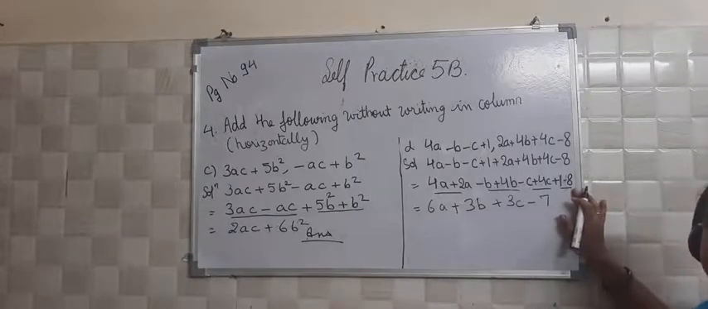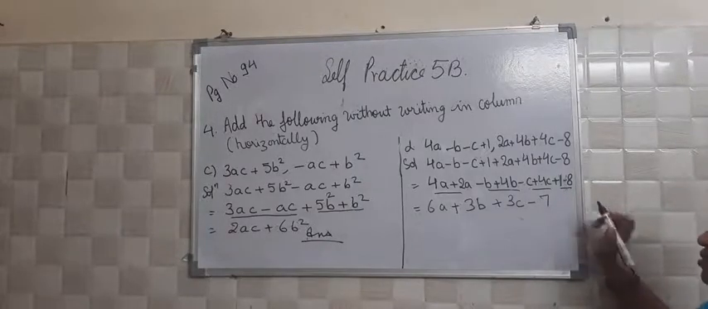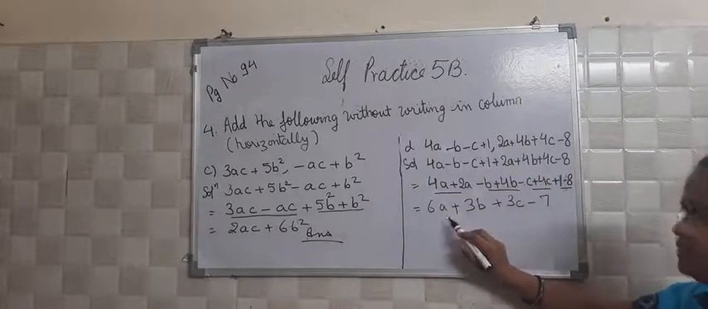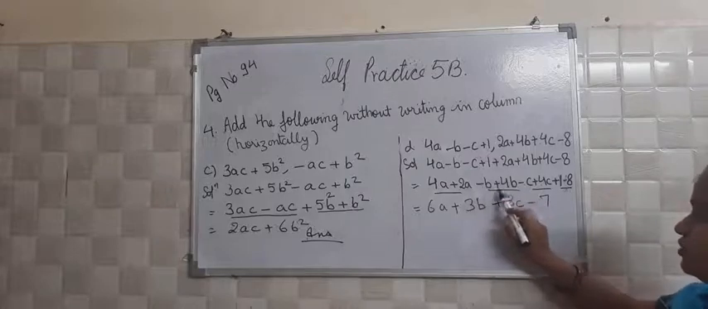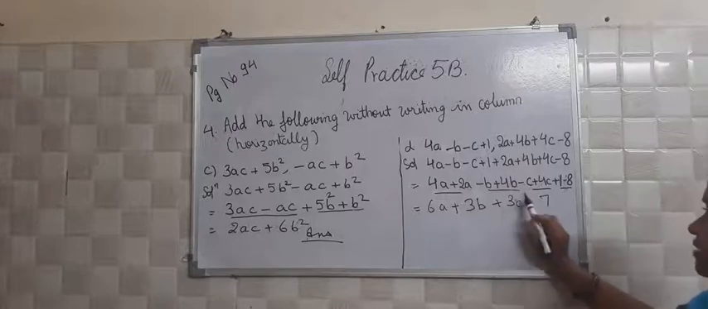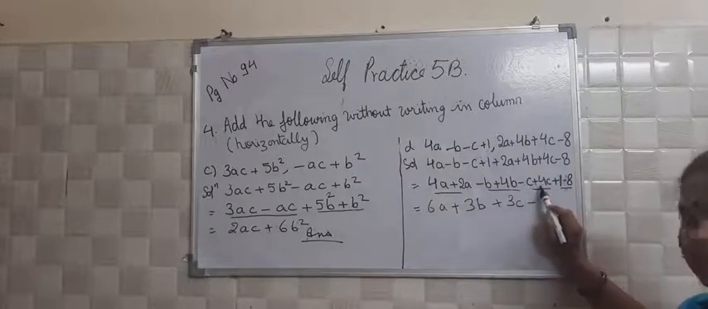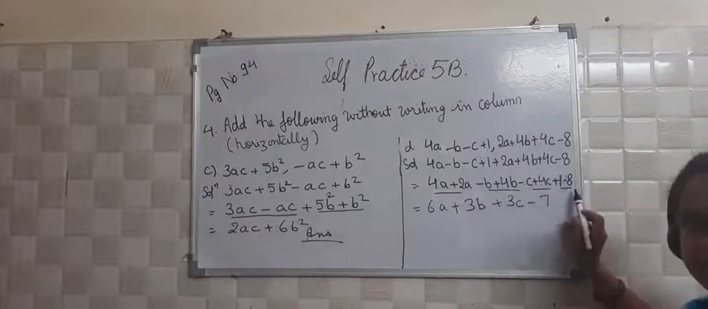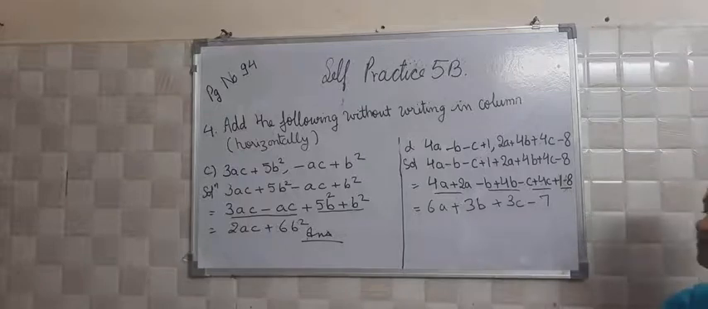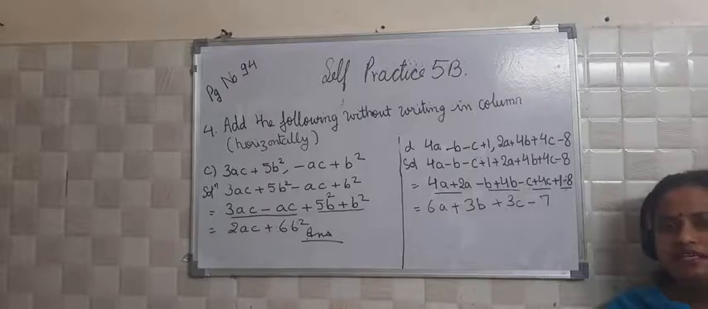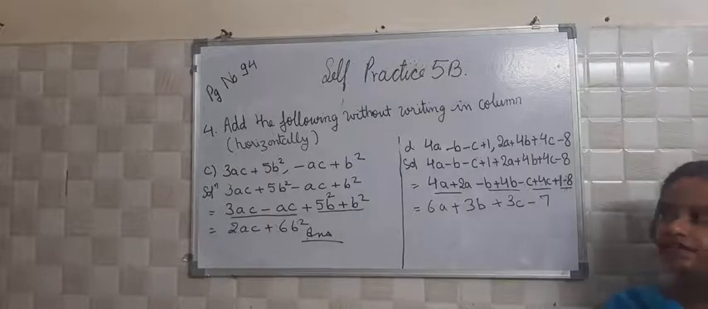So you will take the sign of the bigger number. So 4a plus 2a, you will add together, it will become 6a. Minus b plus 4b, plus 4 is the bigger number, so you will take the plus sign. 3b. Minus c plus 4c, you will take the bigger number sign, plus 3c. Plus 1 minus 8, you will take the bigger number sign, that is minus 7. Is it clear to you all, or is there any confusion in this part? Okay. Now let's move to the next part.